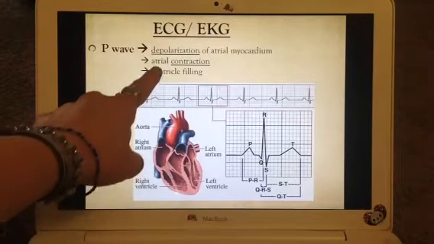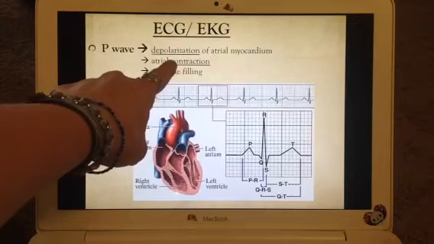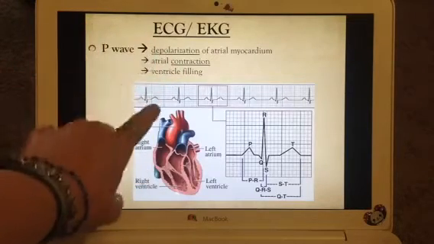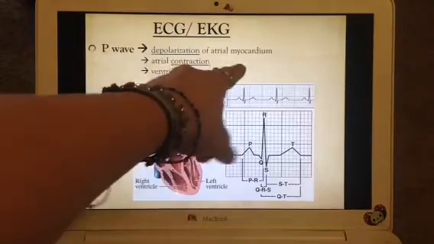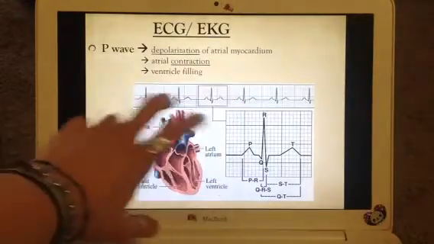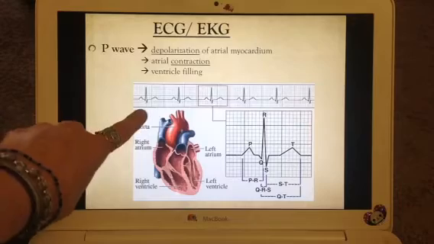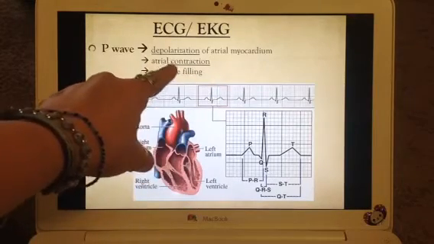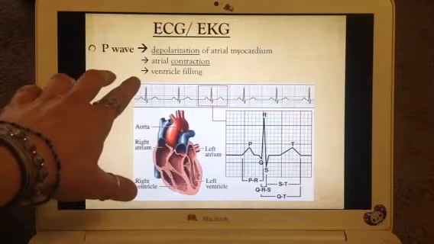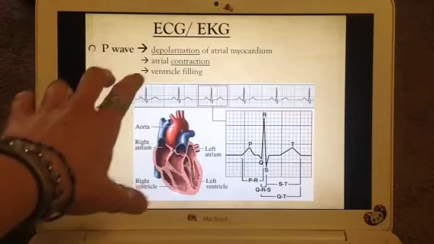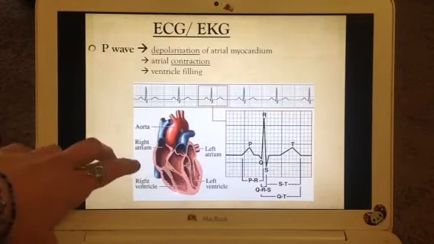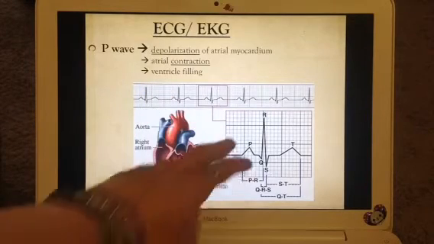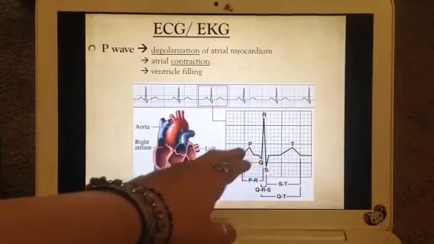That corresponds to the depolarization. Remember, we were just talking about the depolarization means getting closer to zero or less negative of the atrial myocardium, which is the muscle of the atria. And what that's going to cause to happen is that the atrium are then going to contract. And what happens when the atrium contract? Where does the blood go after it leaves the atrium? It goes into the ventricles, right? So the atrium contract, and then the ventricles start to fill, and that's what you're seeing on the P wave right here.